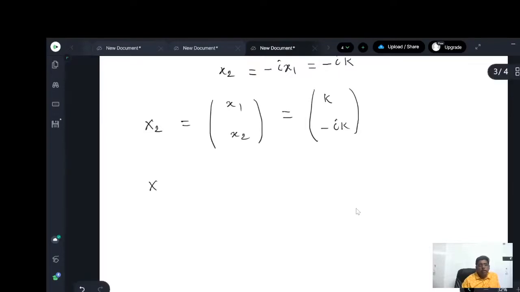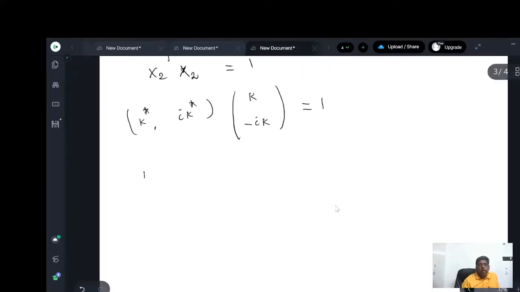For that, use our normalization condition: X2 dagger x2 equal to 1. X2 dagger is [k star, i k star]. This is X2 dagger, the conjugate transpose, into x2, [k; minus ik], which is equal to 1. Here k square plus k square equal to 1. This 2k square is equal to 1. Then k equal to 1 divided by root 2. Here also we have taken the positive root alone. k square equal to 1 by 2, k equal to plus or minus 1 by root 2. Here we have taken k equal to 1 by root 2.